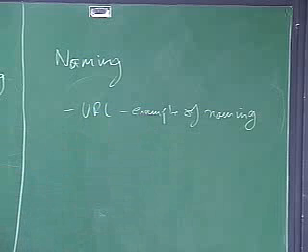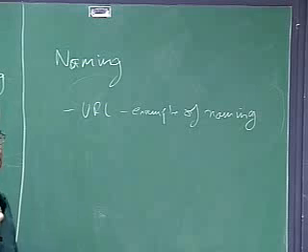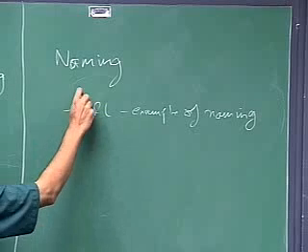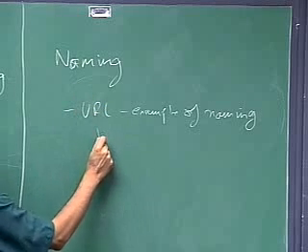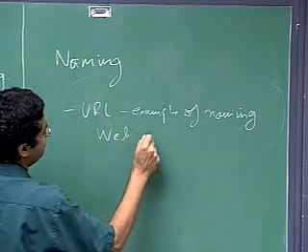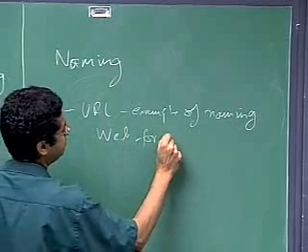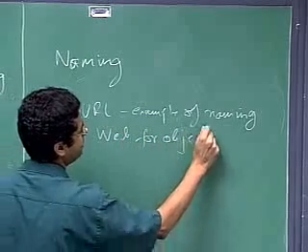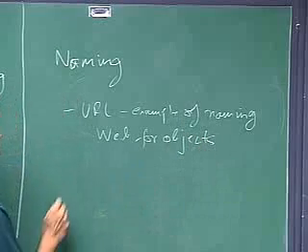Any other example of naming on a network? Cookies. Yeah, or it identifies the user, not to the network. So URL is roughly the naming system used on the web for objects.